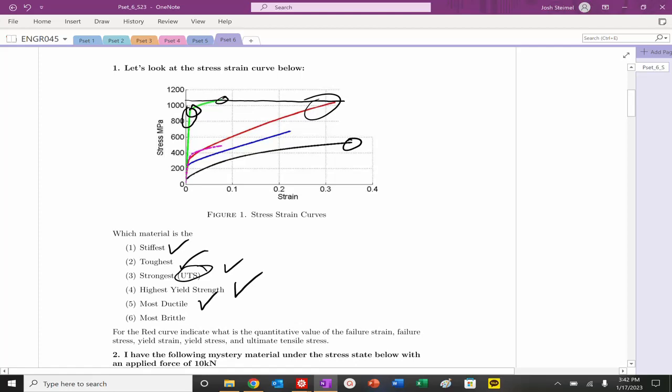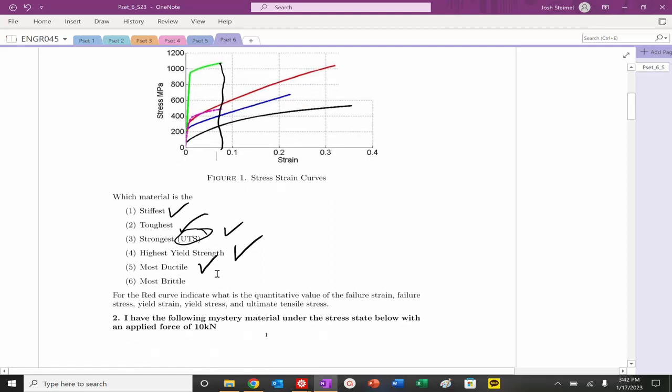Most brittle, it's pretty close. Let's see, it's probably a tie between these two. So probably either pink or light green for most brittle.